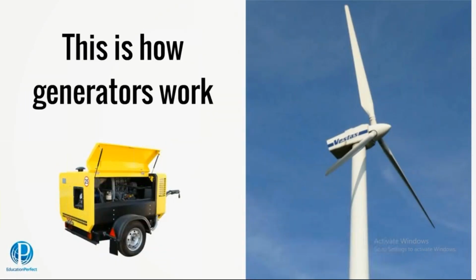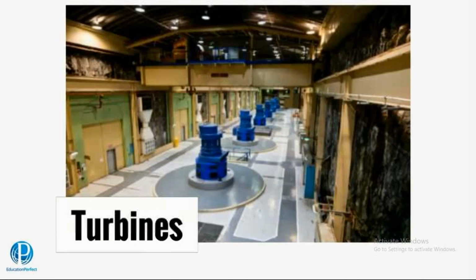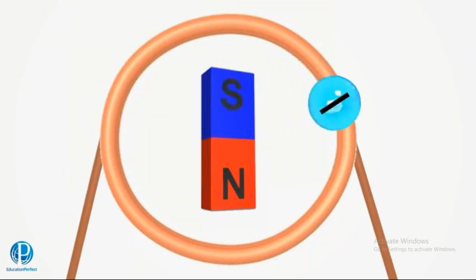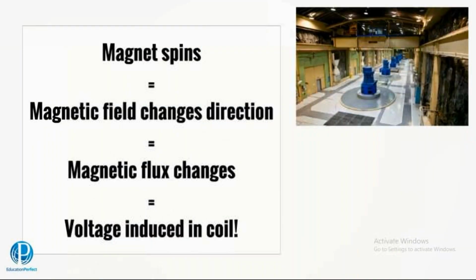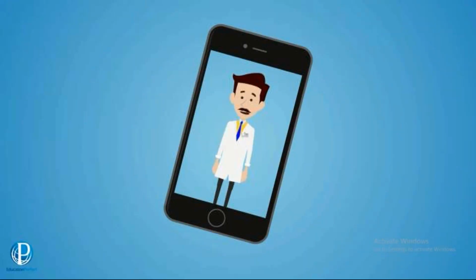This is the exact same principle that allows electric generators to work. For instance, in a hydroelectric dam, there are turbines. In a turbine, there is a large magnet that spins whenever water flows through the dam. The magnet is inside a stationary coil of wire, and as it spins, there is a changing magnetic flux. Therefore, electricity is induced in the wire, and it travels out from the dam to power your home and ultimately charge up your iPhone.